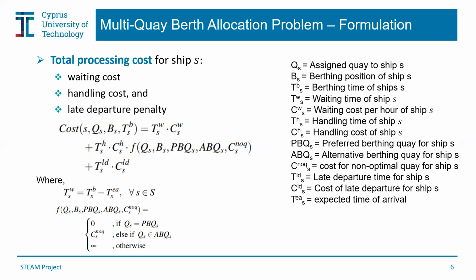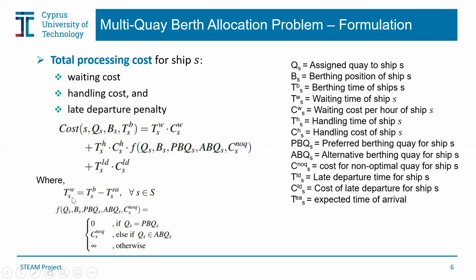Total processing cost for ship S. In our formulation, total processing cost depends on three variables: waiting cost for each ship, handling cost for each ship, and late departure penalty for each ship. You can see here, this is waiting time multiplied by waiting cost. This is handling time multiplied by handling cost. And this is the penalty function. And the last one is late departure time multiplied by late departure cost.